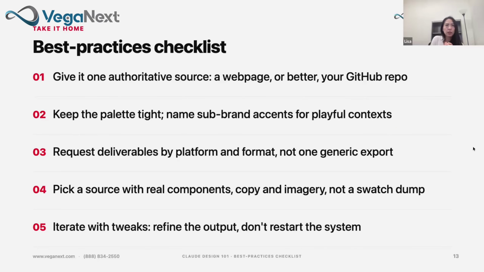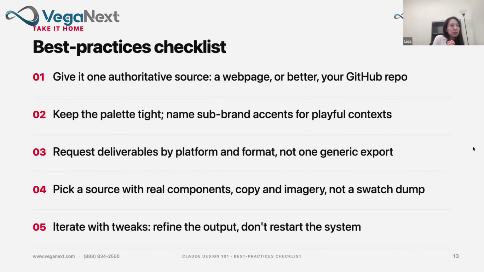Tip number 3 is request deliverables by platform and format. So that's where we just showed the different swim lanes. Instead of saying, I need social media assets, specify I would like social media assets for LinkedIn, Instagram, Facebook, and TikTok, and write them out based on the demographic per channel so that the voice matches the audience.